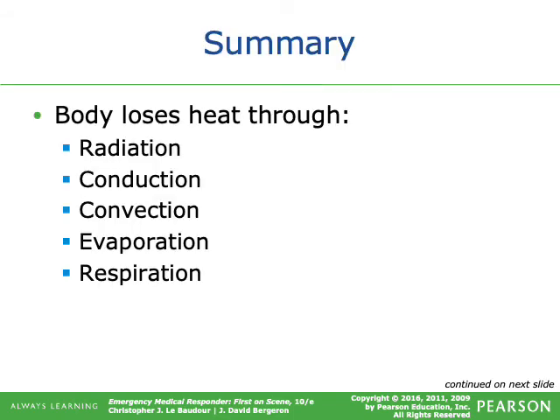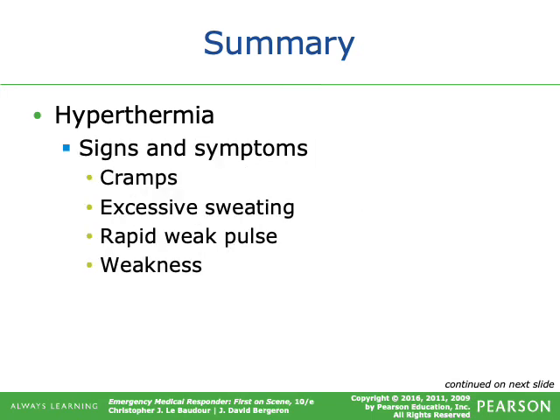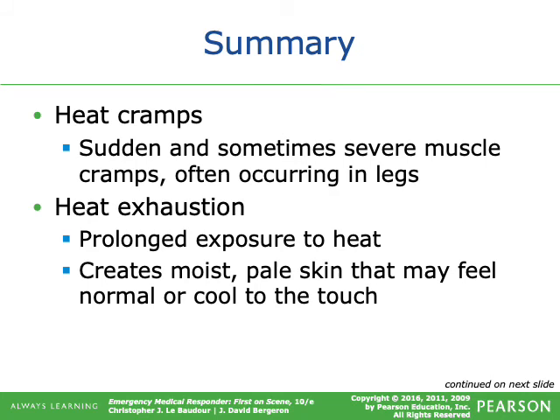Alright, the body loses heat through radiation, conduction, convection, evaporation, and respiration. Hyperthermia: a hot, humid environment may cause the body to generate too much heat, creating an abnormally high body temperature. Signs and symptoms of hyperthermia include cramps, excessive sweating, rapid weak pulse, generalized weakness, and sudden and sometimes severe muscle cramps, often occurring in the legs. Heat exhaustion is going to be prolonged exposure to heat. It creates moist, pale skin that may feel normal or cool to the touch.